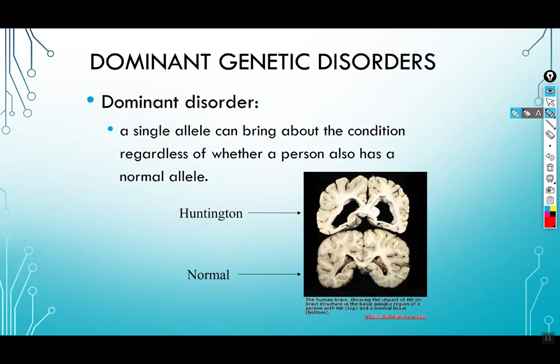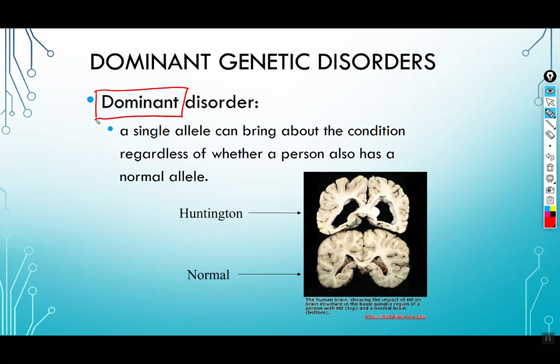Okay, so dominant genetic disorders. A single allele, the dominant one in this case, can bring about the condition, regardless of whether a person also has a normal allele. So if you have even one copy of the bad gene, you're going to manifest the condition. So in this case, we have Huntington's disease, which is a neurodegenerative disease that strikes in middle to later age.